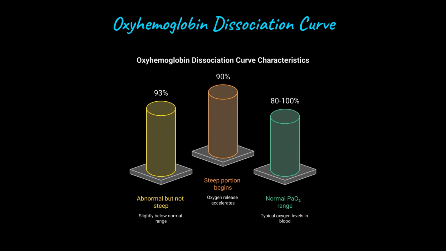That saturation corresponds to a PaO2 of roughly 68 millimeters of mercury, below the normal 80 to 100 range, but not yet in the steep portion where a small pressure drop causes a dramatic saturation collapse. When a stable reading of 93% is obtained, the technician first confirms probe placement and signal quality, then assesses the patient for cough, dyspnea, or unrecognized lung disease.